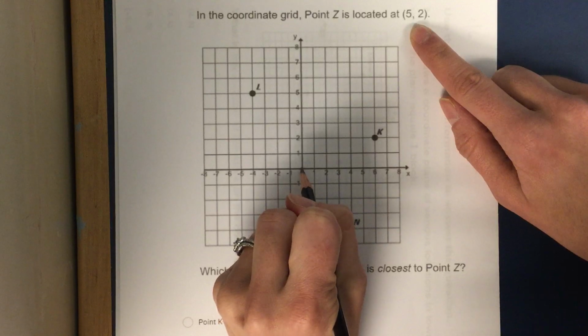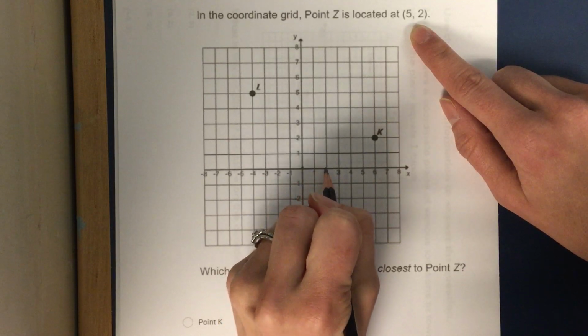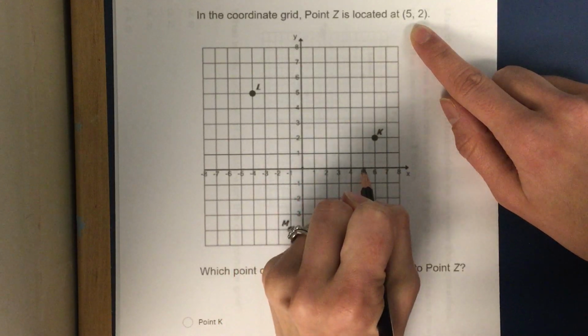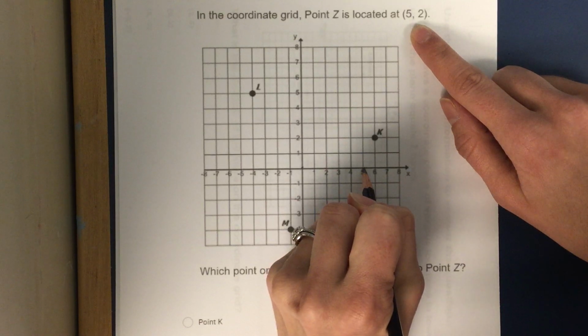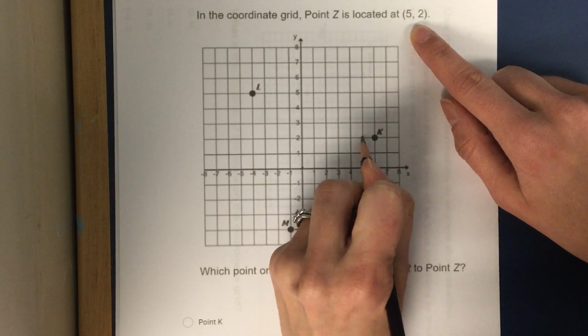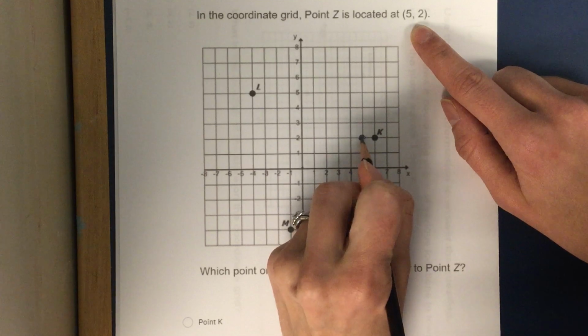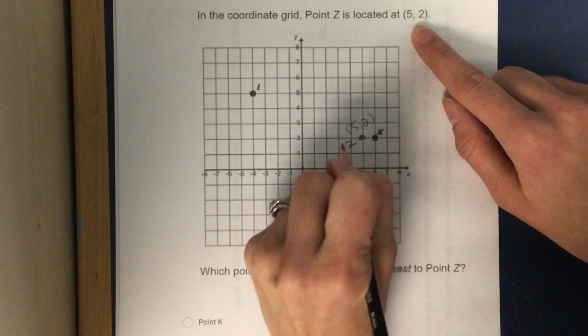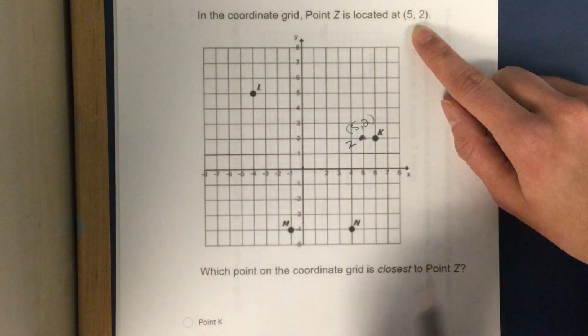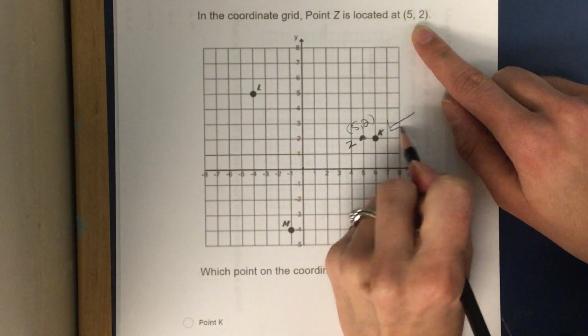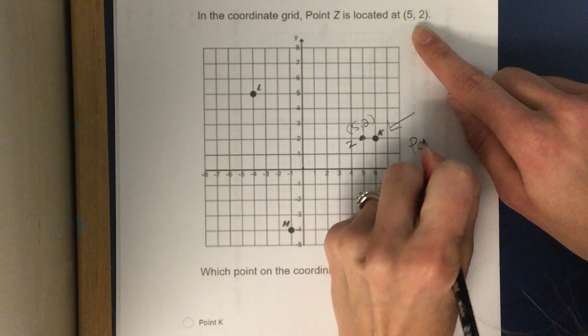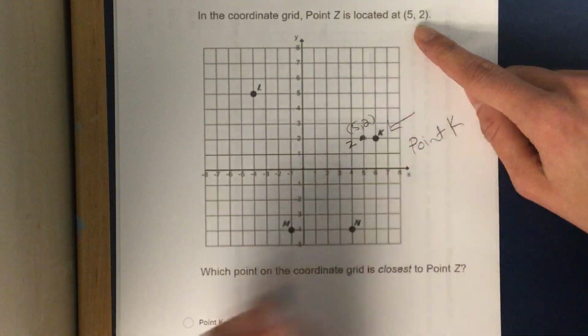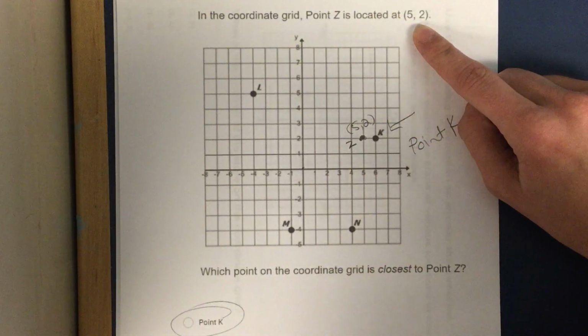So 5 is going to be, start at 0, 0. We're going to go 1, 2, 3, 4, 5. Okay, because that's our positive. And then up 2. So here's our point, 5, 2. And that's point Z. Okay, and when it says which one is it closest to, well, obviously it's going to be closer to point K. So your answer would be point K.